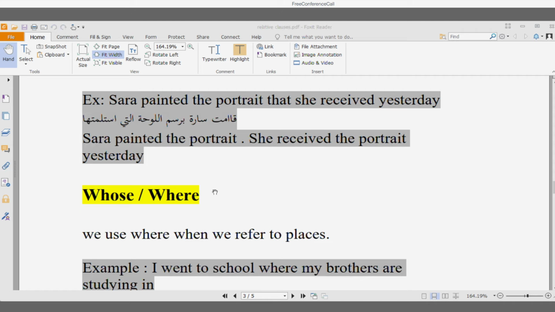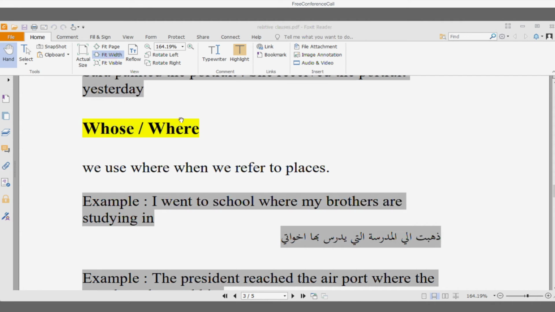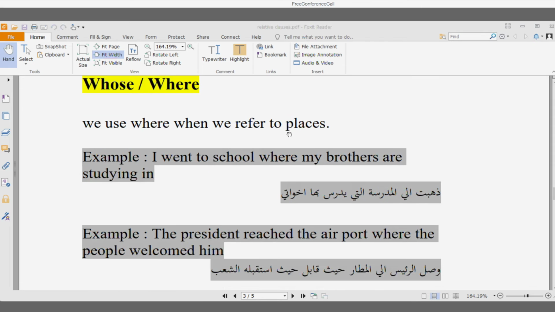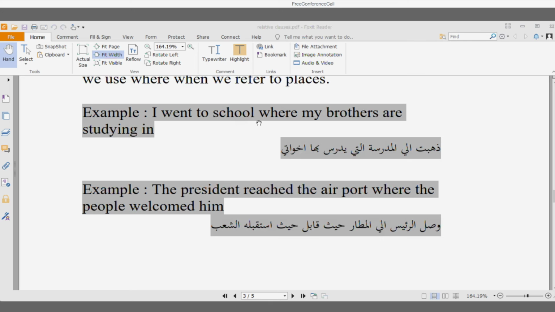Now we move to where. We use where when we refer to places. So we know that where is used to refer to places. I mean, like an office, a house, a restaurant, a hotel, the street, the market, any kind of place you want to refer to, we use where. So for example, I went to school where my brothers are studying.